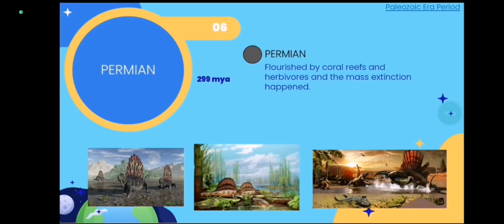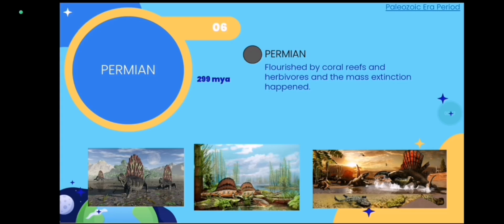And lastly, we have the Permian period. It happened 299 million years ago. It flourished with coral reefs and herbivores, and a mass extinction happened. So, here the coral reefs formed, along with sea plants, and the first herbivores, those that eat plants.